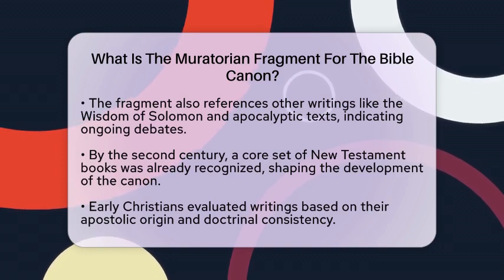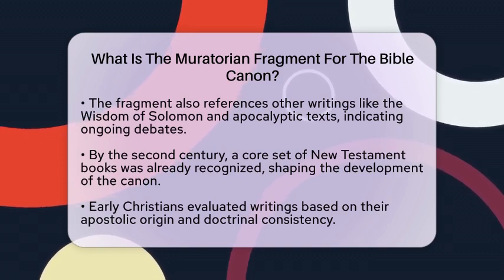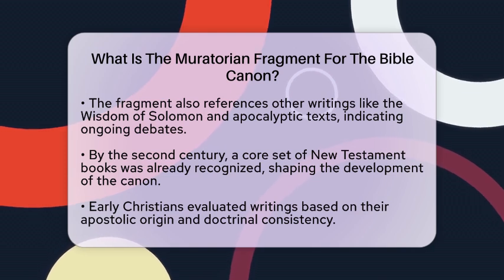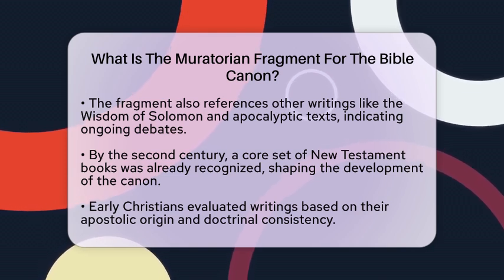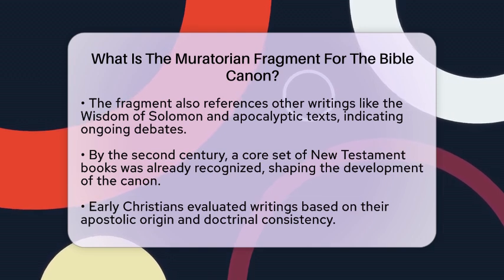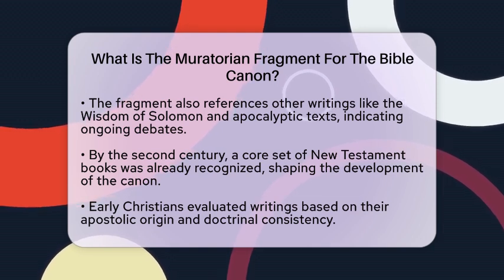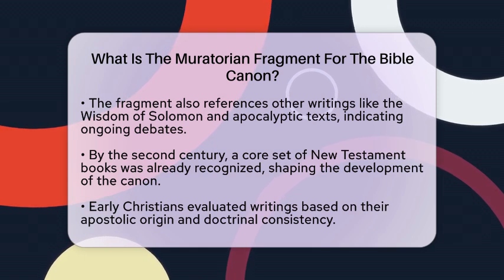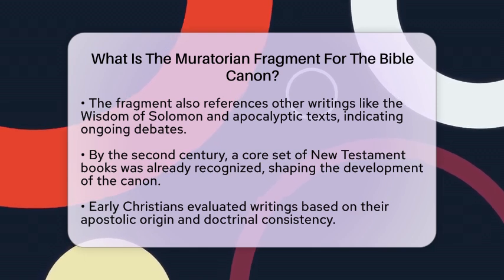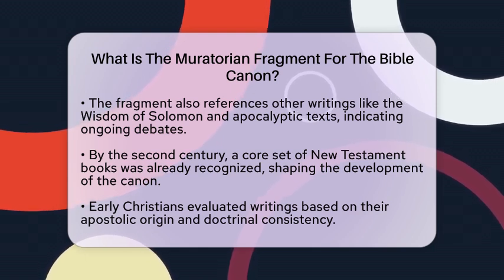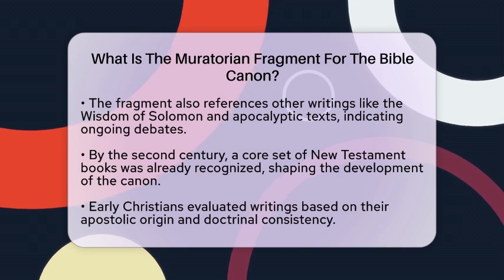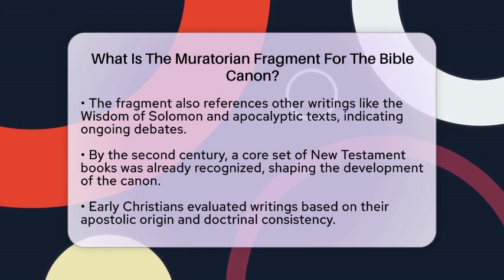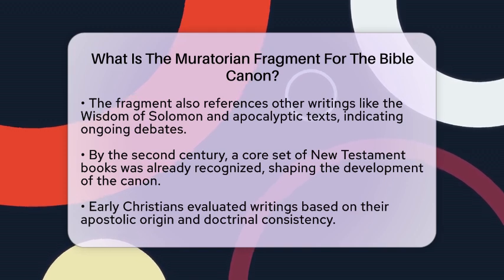This shows that even in the 2nd century, there was ongoing discussion about which books belonged in the canon. By that time, a core group of New Testament books was already recognized, laying the groundwork for the more formal canon we have today. Understanding this helps us see how the early church worked to preserve authentic teachings of Jesus and the apostles. They looked at where the writings came from, whether they were connected to the apostles, and if they agreed with Christian doctrine.